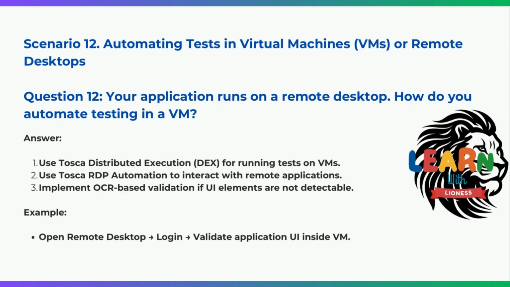Scenario 12. Automating tests in virtual machines, VMs, or remote desktops. Question 12. Your application runs on a remote desktop. How do you automate testing in a VM? Answer. 1. Use Tosca Distributed Execution, DEX, for running tests on VMs. 2. Use Tosca RDP Automation to interact with remote applications. 3. Implement OCR-based validation if UI elements are not detectable. Example. Open remote desktop login, validate application UI inside the VM.